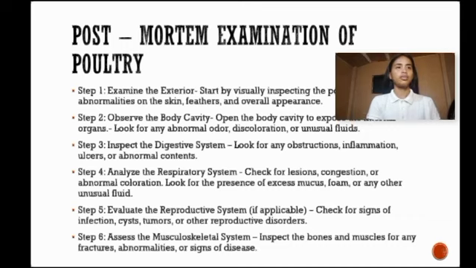Look for any abnormal odor, discoloration, or unusual fluids. This involves using the sense of smell and sight to detect any abnormalities in the appearance or odor of the internal organs. Unusual smell, discoloration, or the presence of unusual fluids can be indicators of various health issues or disease.